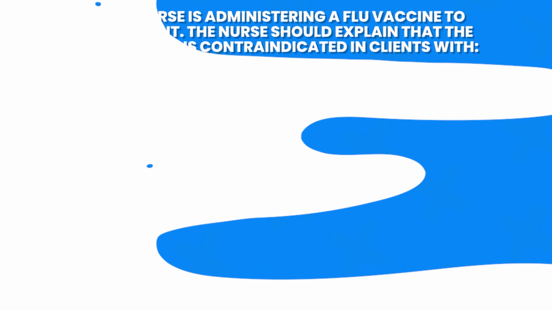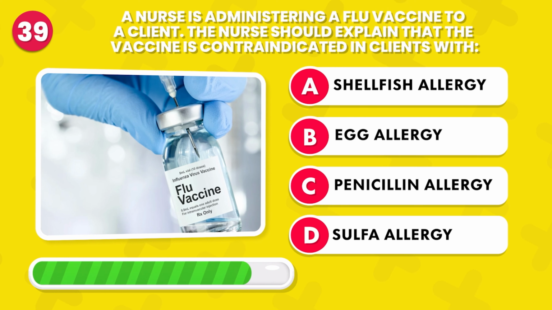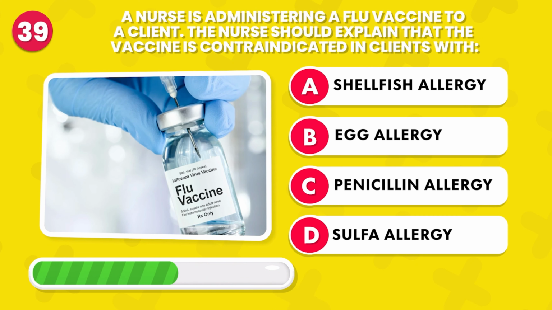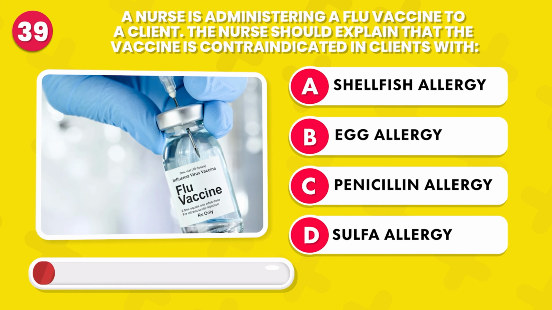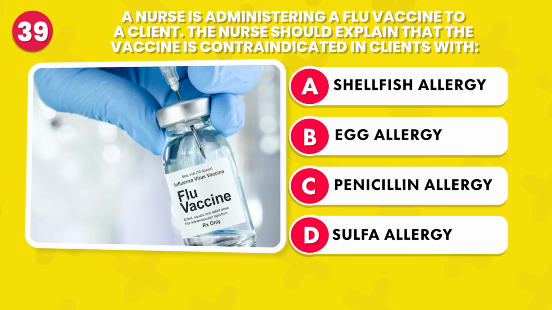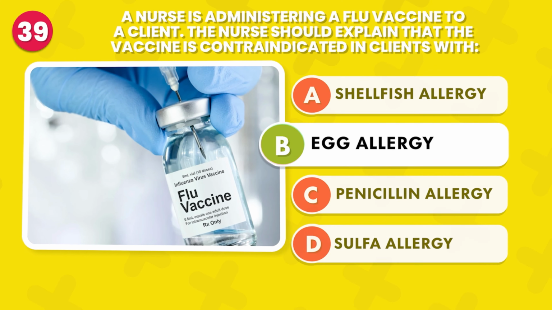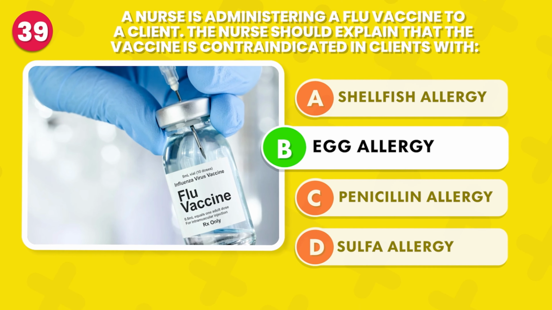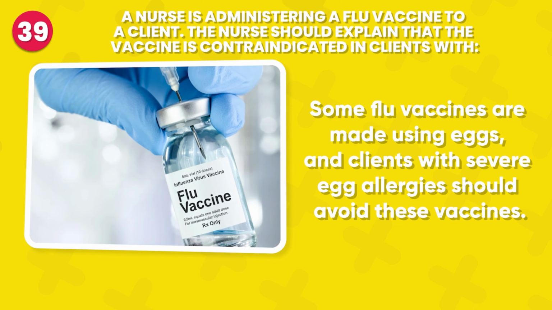A nurse is administering a flu vaccine to a client. The nurse should explain that the vaccine is contraindicated in clients with: A. Shellfish allergy. B. Egg allergy. C. Penicillin allergy. D. Sulfa allergy. It's B. Egg allergy. Some flu vaccines are made using eggs, and clients with severe egg allergies should avoid these vaccines.